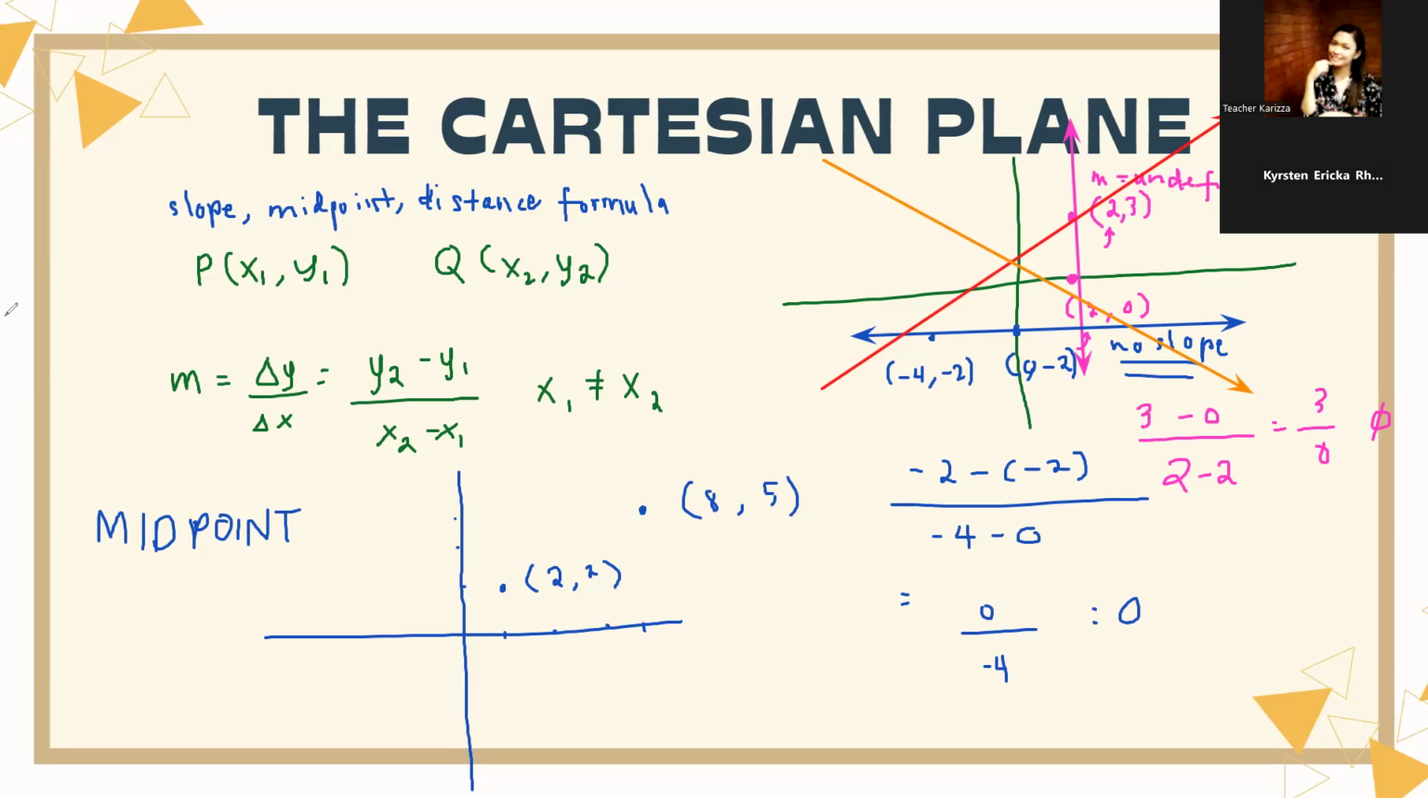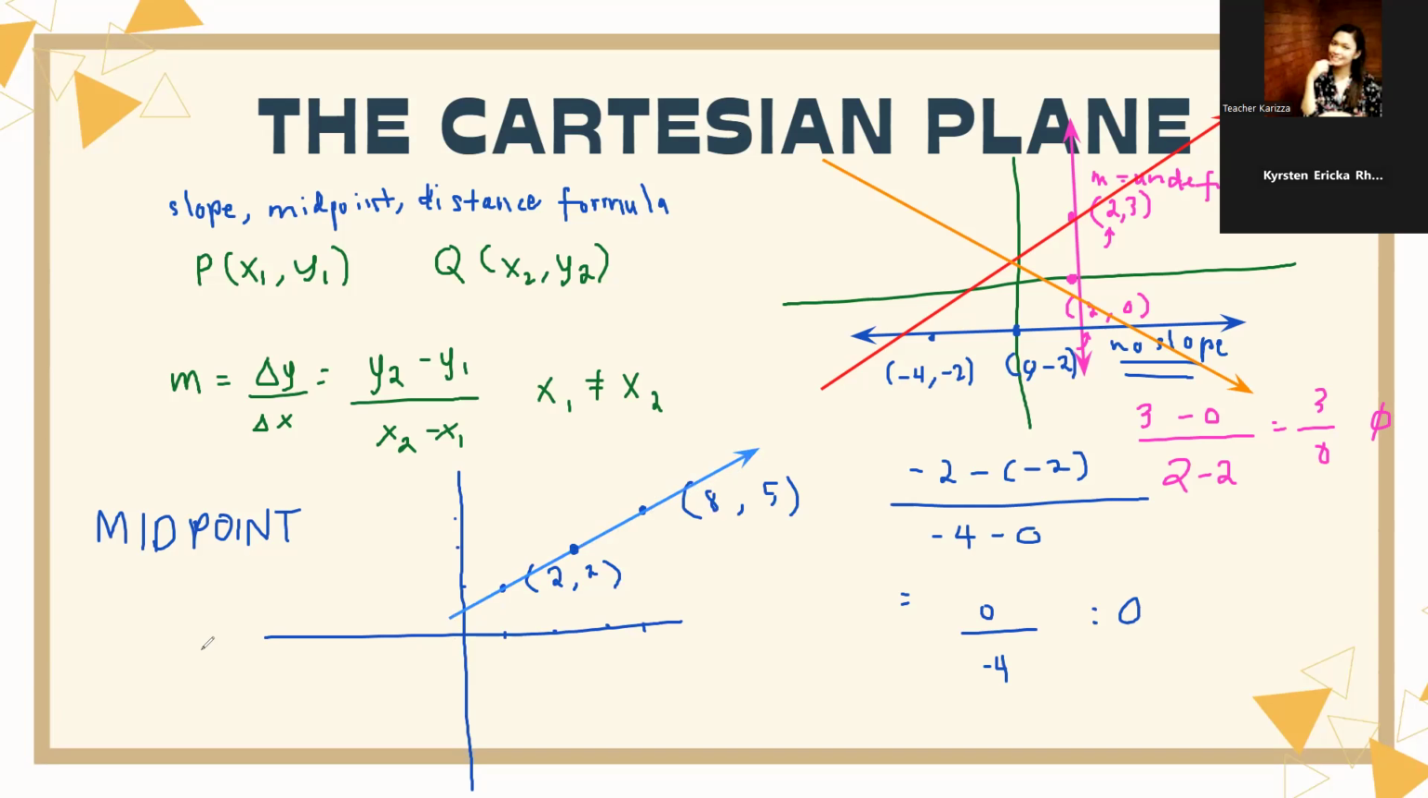Now, we are looking for the middle, or midway point between these two points. We need to graph them. Okay, very good. There we go. So we are looking for the midpoint between the two, which would be somewhere around here, right?